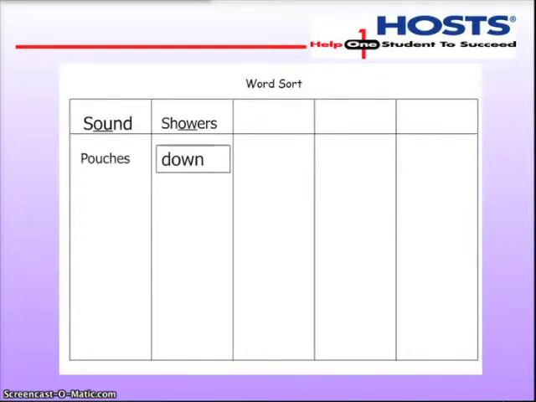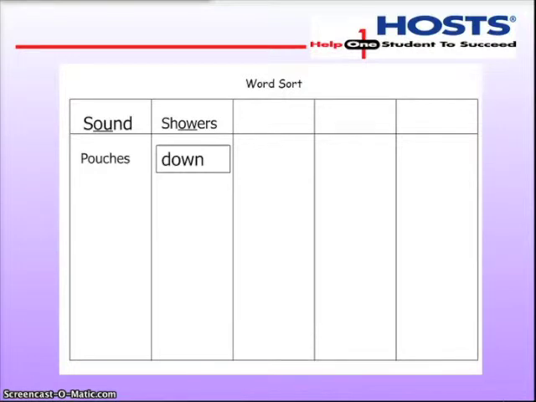As I continue to look over my words, I see the word pouches. Pouches has the same vowel combination of OU as the word sound does, so I'm going to place that under that column. The next word I choose is down. Down has an OW sound. That pattern matches showers, so I'll place it under that column.